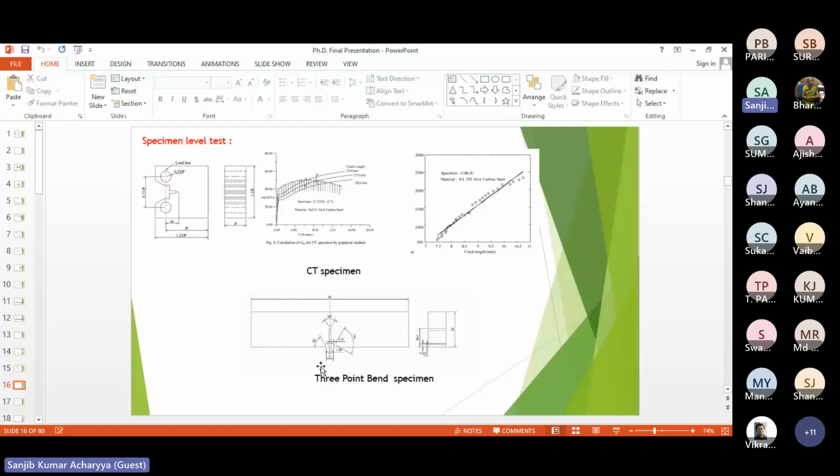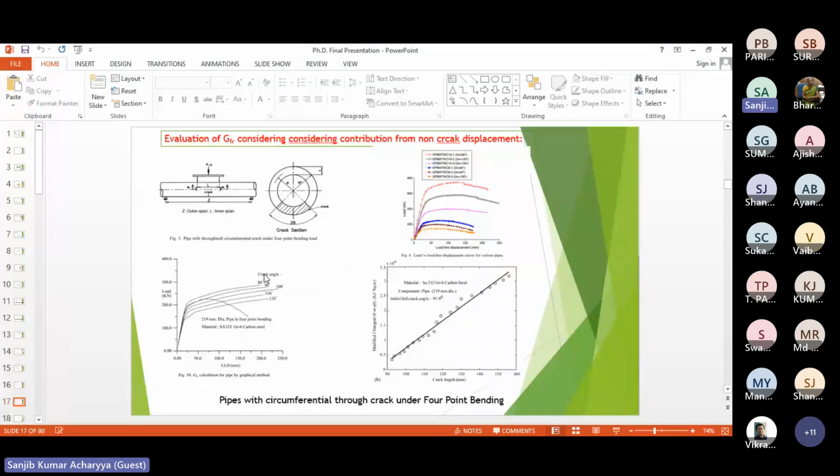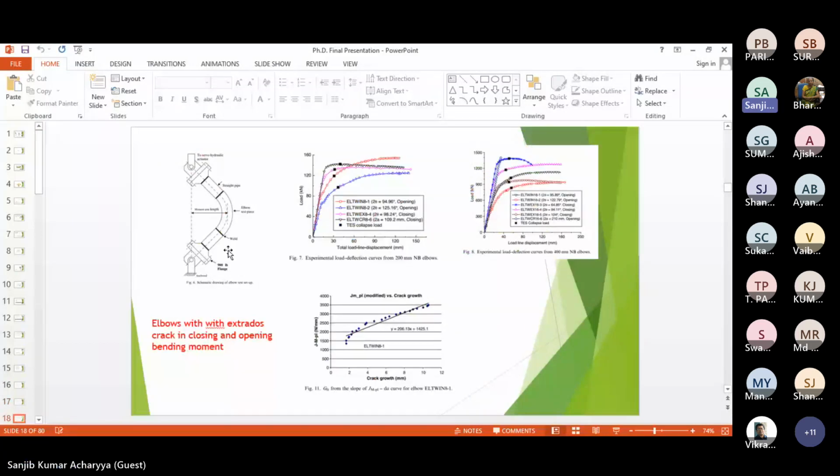We applied it on CT specimen, TPB (3-point bend) specimen, CT specimen with different thickness and different initial crack length, and for TPB also we varied the thickness, and at component level, pipes under 4-point bending and elbow. We received the experimental data for pipes under 4-point bending with circumferential through-wall crack, but for elbow there were variations in opening bending moment and closing bending moment, because depending on the load applied on the fixture, if the load is tensile, then it is an opening bending moment. But if it is a compressive load, then it will be a closing bending moment.